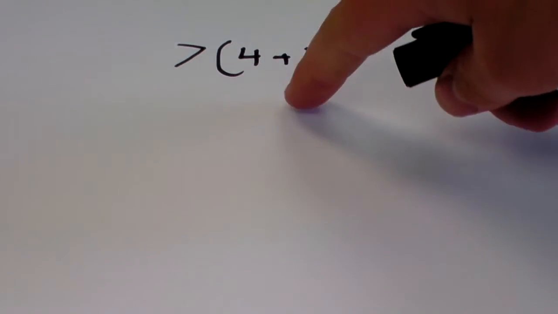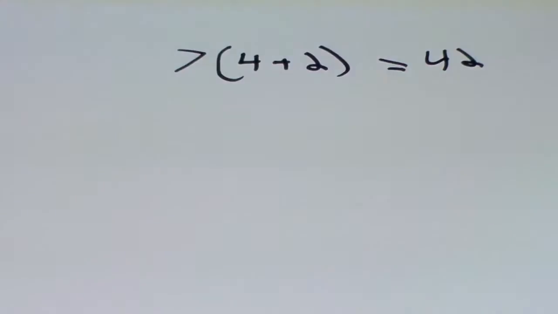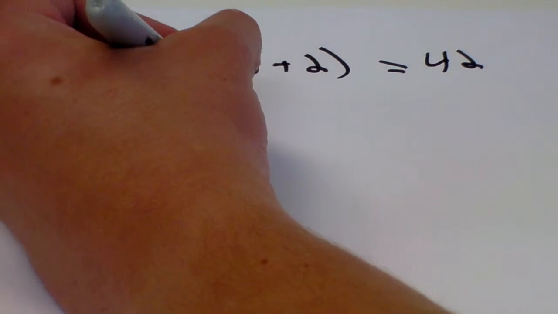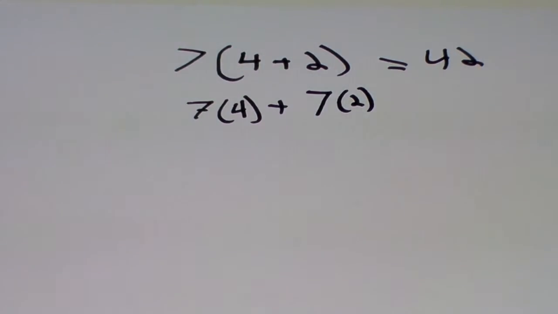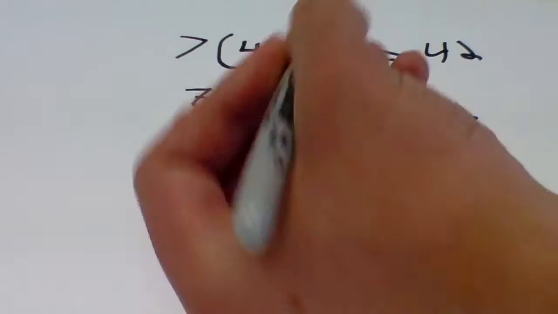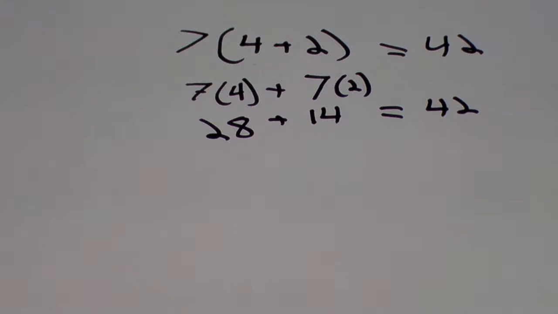Let's take 7 times (4 plus 2), and let's see what that gives us. Alright, 4 plus 2 is 6, 7 times 6 is 42, so we've got 42. Now let's try rewriting this as 7 times 4 plus 7 times 2. Alright, 7 times 4 is 28, 7 times 2 is 14, so we've got 28 plus 14, which is also 42. Okay, so it worked twice for us. Of course, that still doesn't prove anything, but we should start to wonder now.